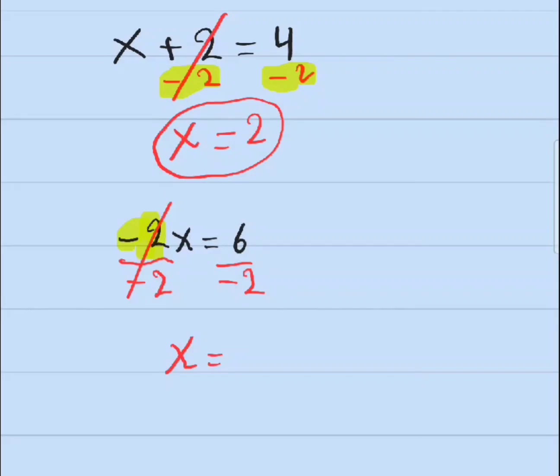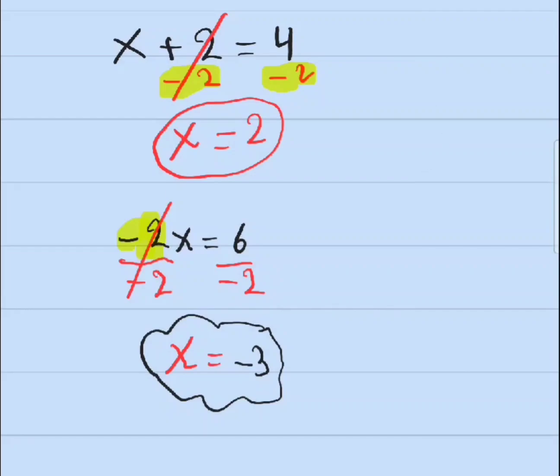So negative 2 divided by negative 2 is positive 1, or positive 1x. So that's going to be x is equal to negative 3. Okay, so that's the solution to this equation. Now let's move on to this last one.